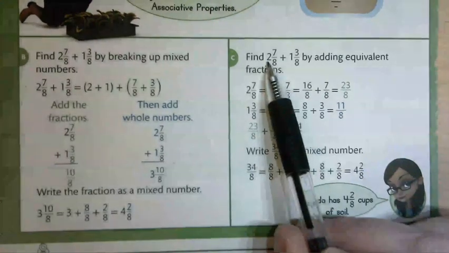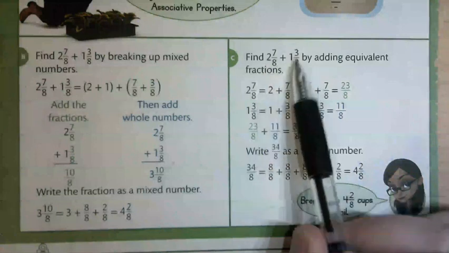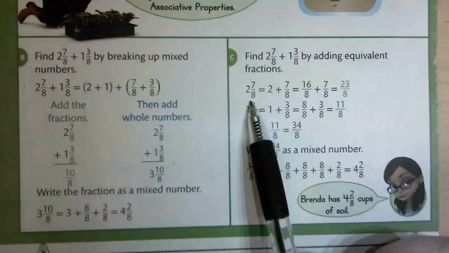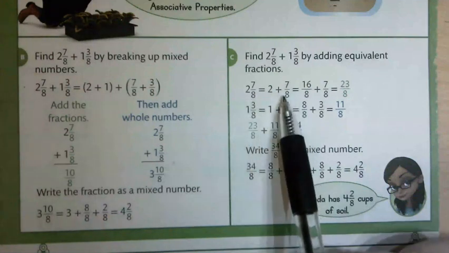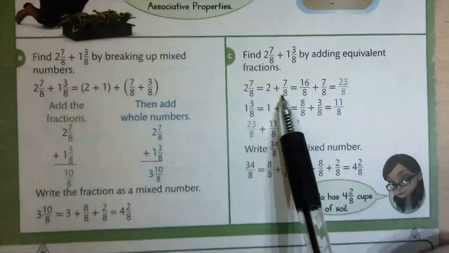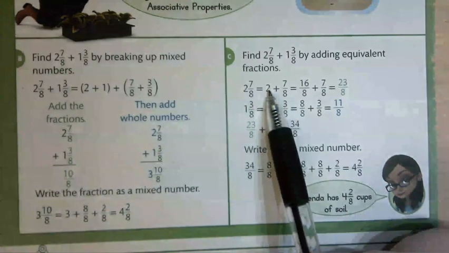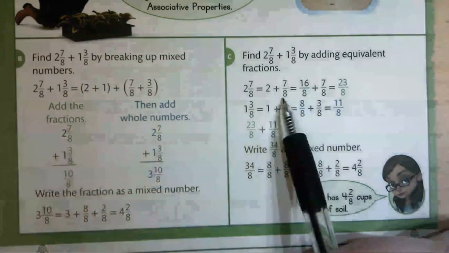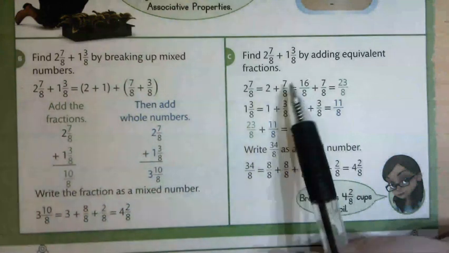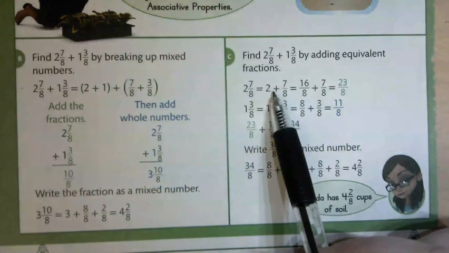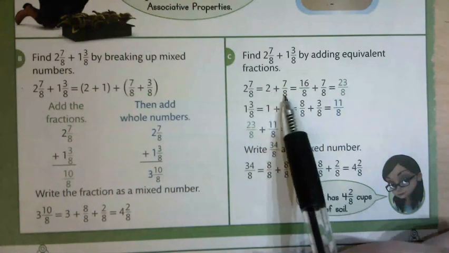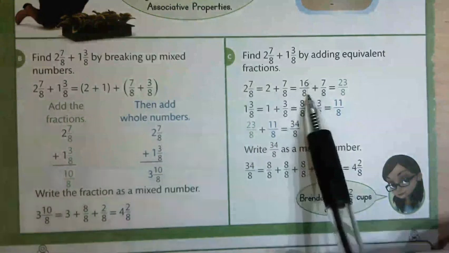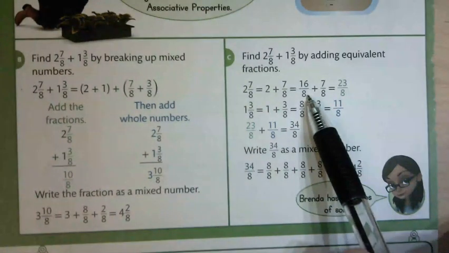We've got the same numbers, so 2 7/8 plus 1 3/8. We're going to take our 2 7/8 and break that apart into 2 plus 7/8. But now we're going to take this whole number and make it into a fraction. The way that I do that is I take my denominator and multiply it by the whole number, and that becomes my new numerator. So 8 times 2 is 16, and I'm going to keep that same denominator.